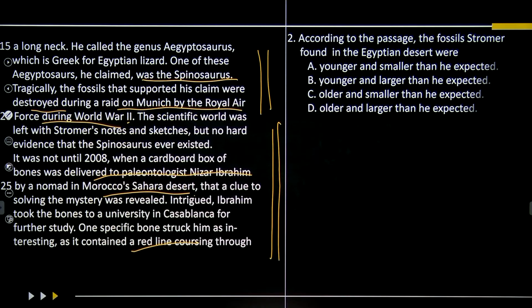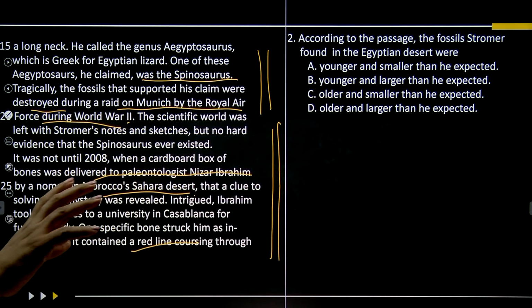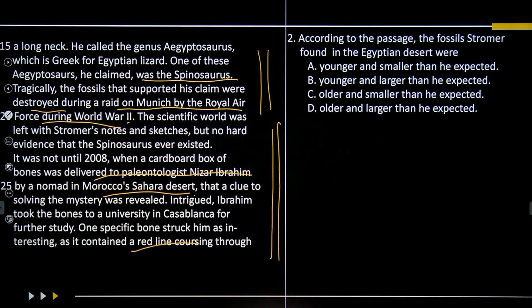According to the passage, the fossils Stromer found in the Egyptian desert were... Now, this is again a single question and basically a factual question. We discussed the first one, the central theme of the passage question. Those are basically summary based, so making a flow chart is mandatory, otherwise you're going to waste your time trying to find the answer. This is a factual question.